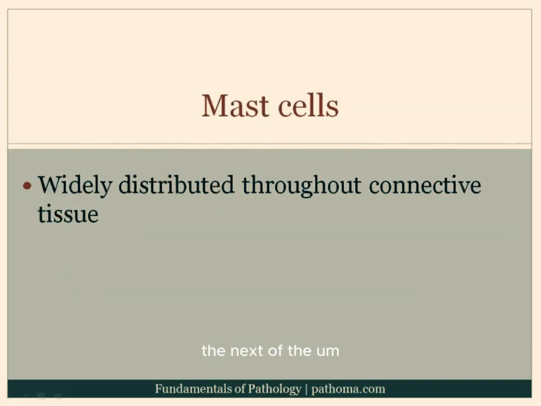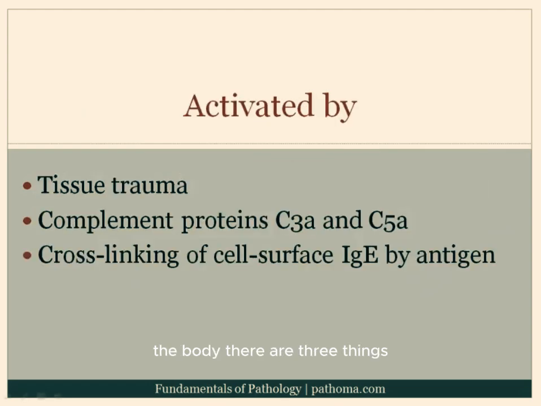The next of the mediators of acute inflammation are mast cells, and mast cells are widely distributed throughout the connective tissue of the body. There are three mechanisms by which mast cells can be activated. Number one, tissue trauma. Whenever tissue trauma occurs, the mast cells get activated, and they will then help to mediate the acute inflammatory response.